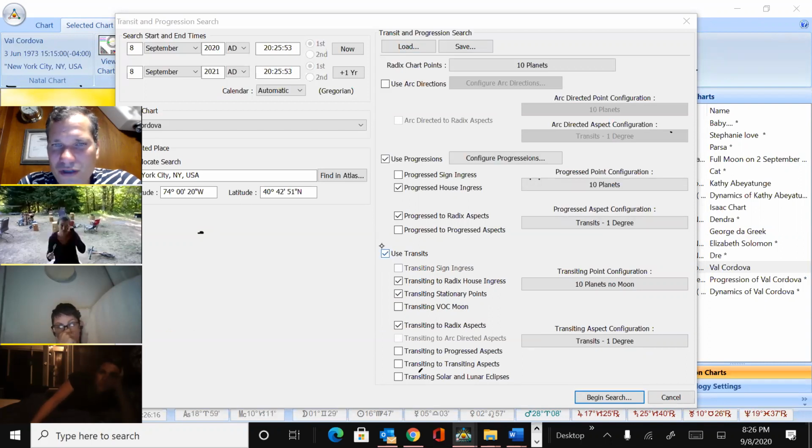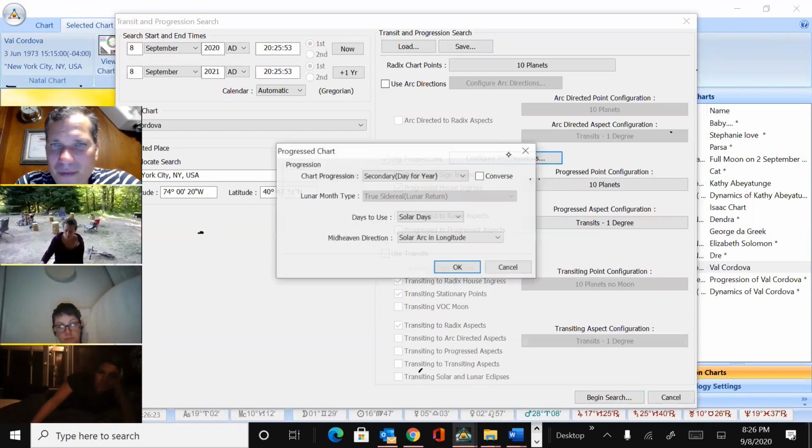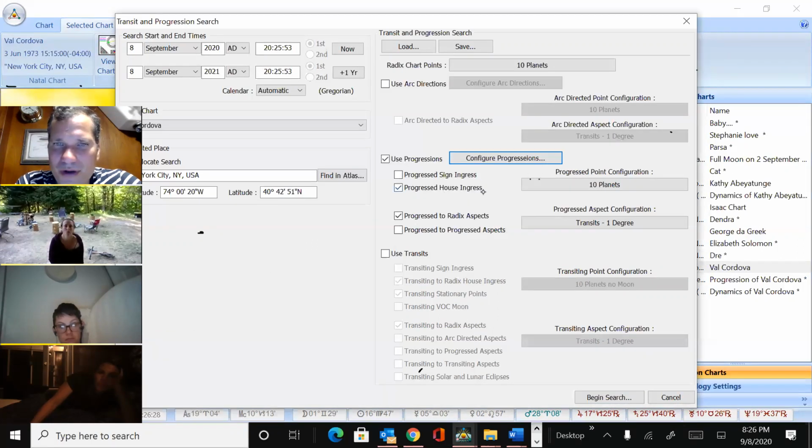You can click transits off, and you can go progress house, and then let me see, configure progressions, secondary data year. That's what we're using, right? So you can just do progress, right? Progress to radix, progress to natal, or you could even do progress to progress. So, for example, let's say we want to do only progressions.